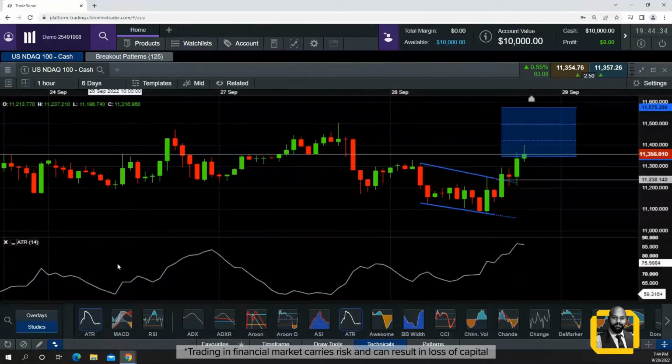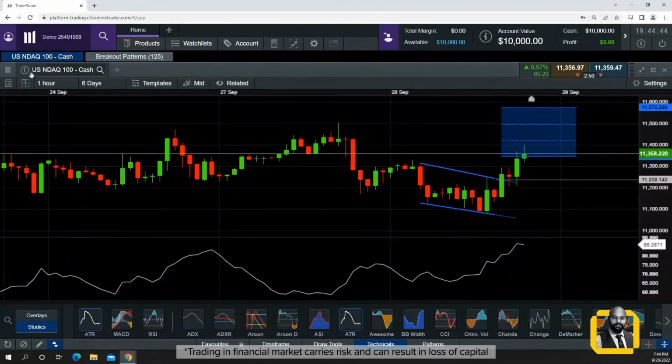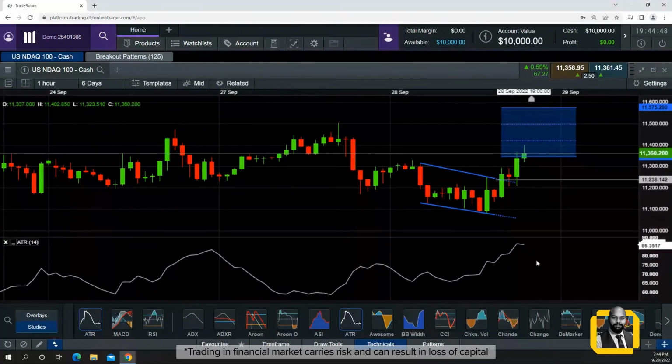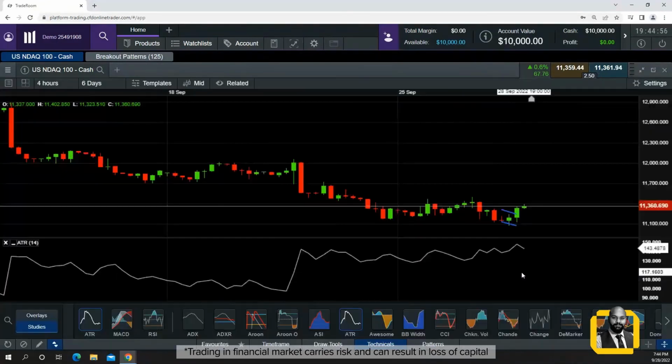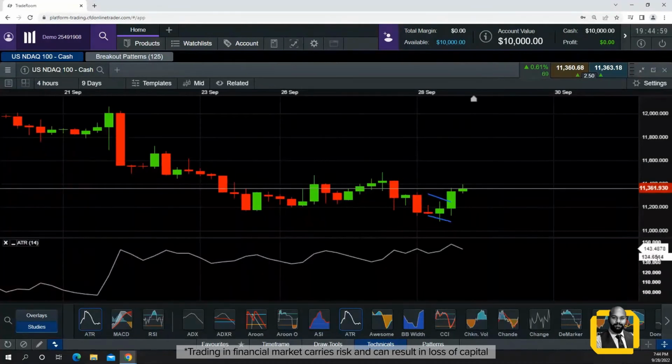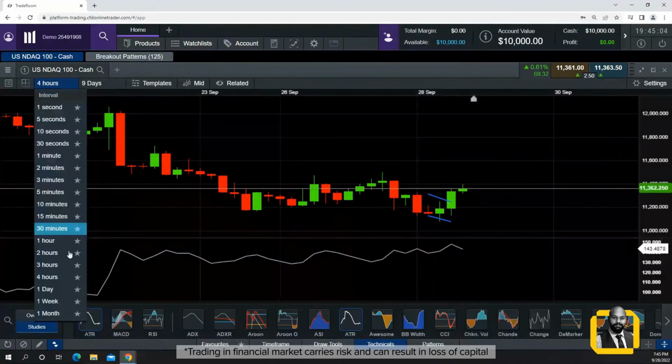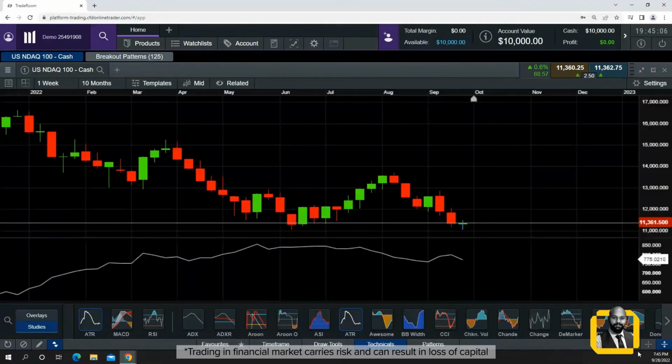Okay, now what is my ATR telling me? Just to recap, ATR tells us how many dollars a specific instrument can move in a specific time frame. I'm looking at an hourly time frame. In an hourly time frame, at this point in time, we can expect Nasdaq to move about $86, which is a good move. Now, if I look at a 4-hour chart, Nasdaq can move about $143. If I am looking at it on a weekly time frame, Nasdaq can move $700.